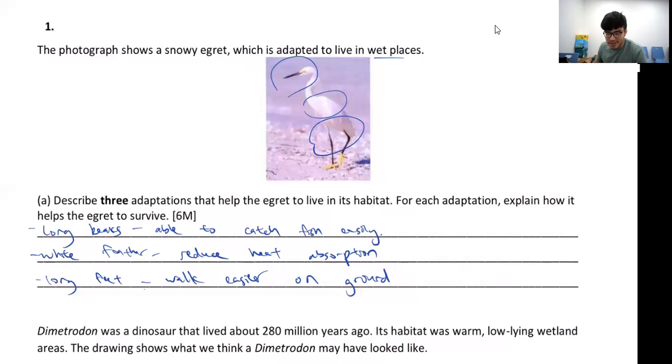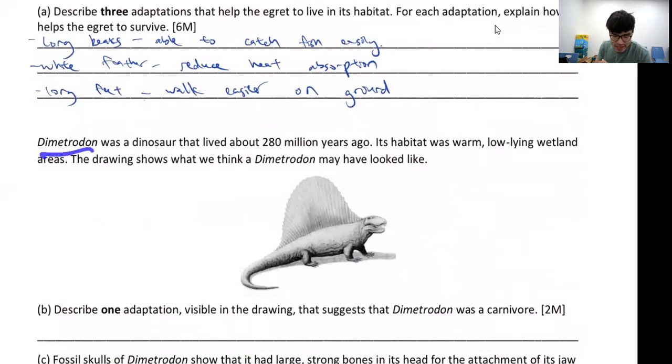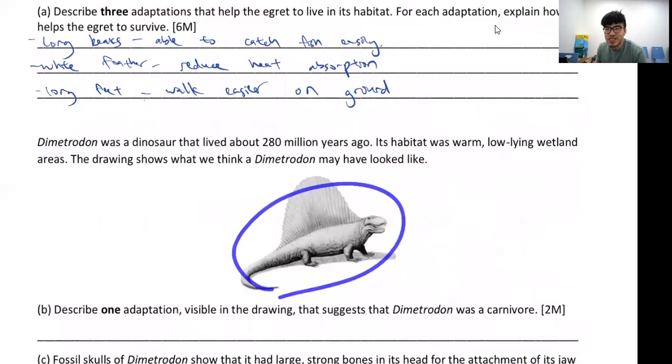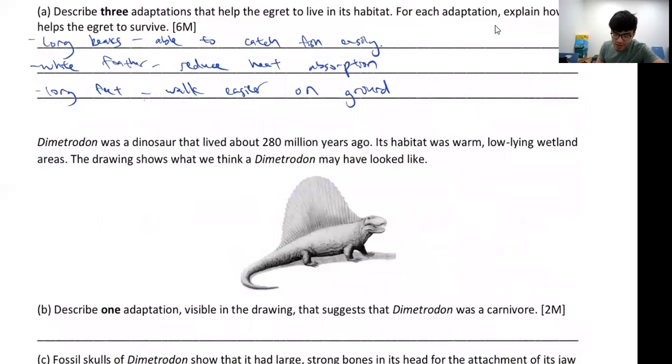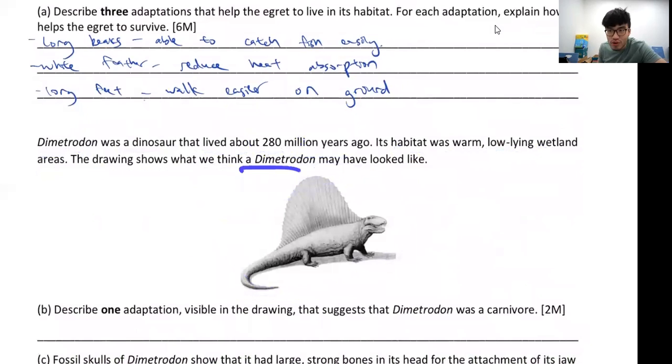Okay, so next, this Dimetrodon, this is an extinct species. It's like a big reptile. It was a dinosaur, by the way, that lived about 280 million years ago. So the habitat was warm, low-lying wetland areas. The drawing shows what we think the Dimetrodon might look like. So this is just a guess how they look like. We found their bones, but how did they look like? This is just an imagined one.